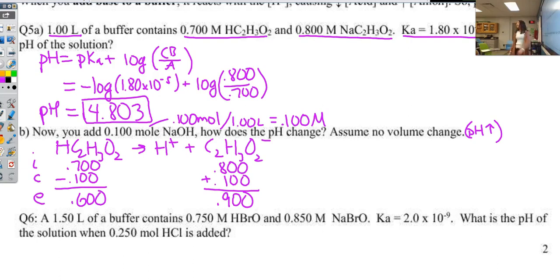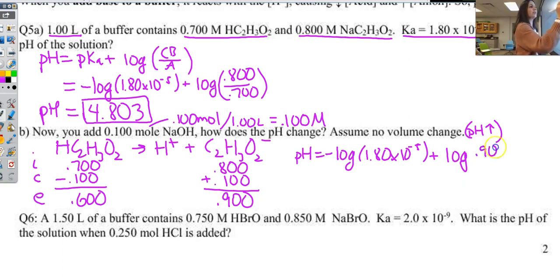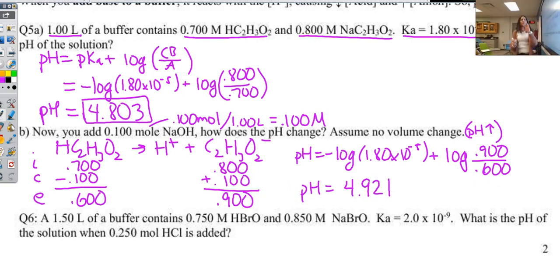Okay. Now that we have this, we can use the Henderson-Hasselbalch again. We already wrote it down, so let's just go ahead and fill it right in. So my pH is equal to negative log of my 1.8, my Ka, 1.80 times 10 to the negative 5, plus the log. Now what's my conjugate base concentration? 0.9. Now my base is 0.900. And my acid is 0.600. Go ahead and plug this in, and let's see what we get. Okay, and did you get that your pH is 4.921 with 3 sig figs?